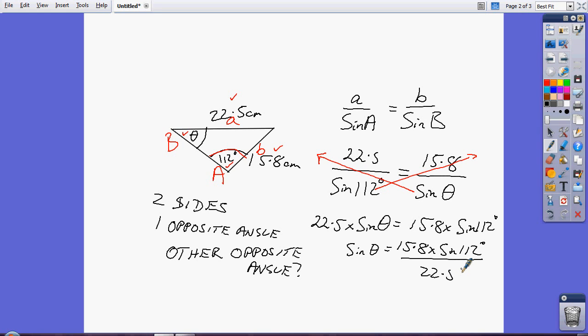That means that sine theta equals 0.6511, or using the inverse sine, theta equals 40 degrees and 37 minutes. So we can use the sine rule to solve problems where we have two sides, one angle opposite one of the sides, and we're looking for the angle opposite the other side.